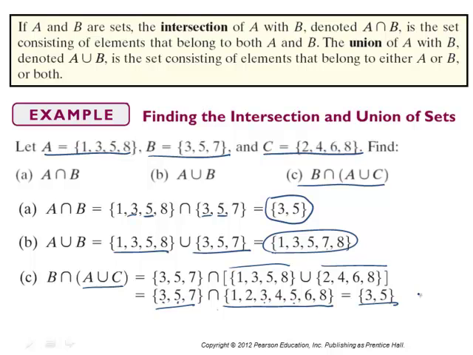Okay, so that's how you do the intersection of a union. Do the union first, as indicated by the parentheses. Now, if there were no parentheses, then I would just say go from left to right. Do the intersection first and then the union. But if you do have parentheses, then do what's in the parentheses first.